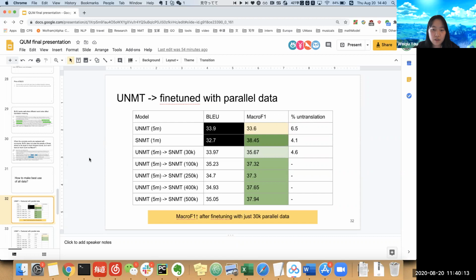That's still continuing work, and I think just using UMT might not be the best idea, because even if there's a small amount of parallel data, we can combine both UMT and SNMT and I'll have much better performance. Yeah, so mainly we should make use of available data.